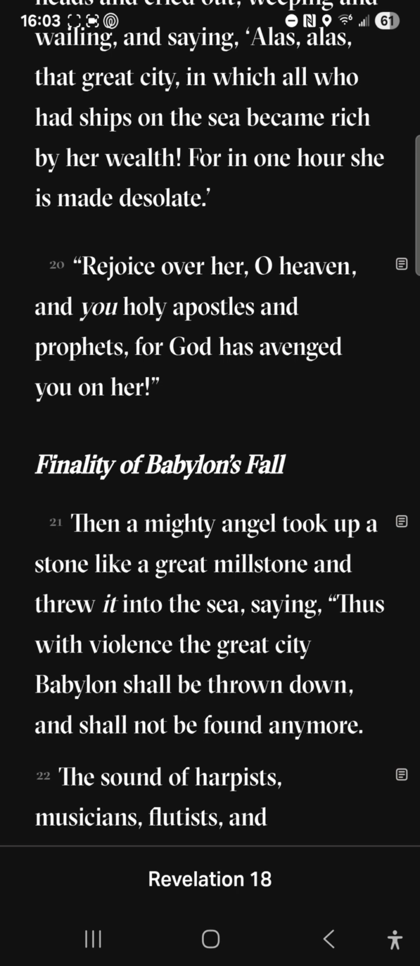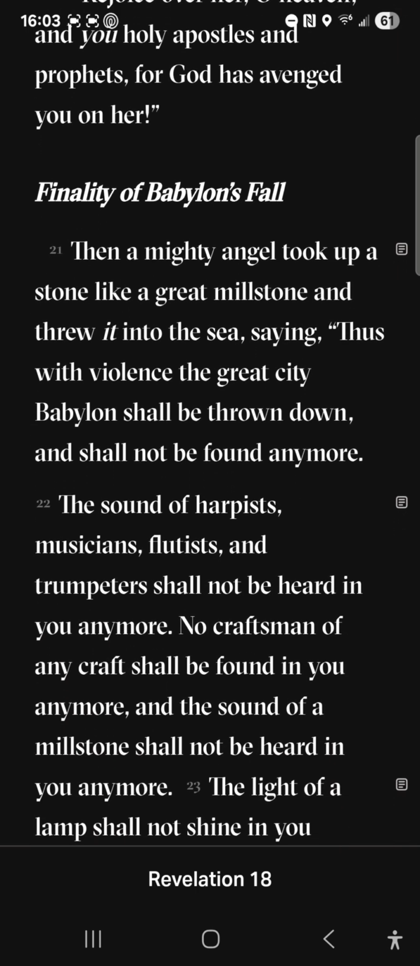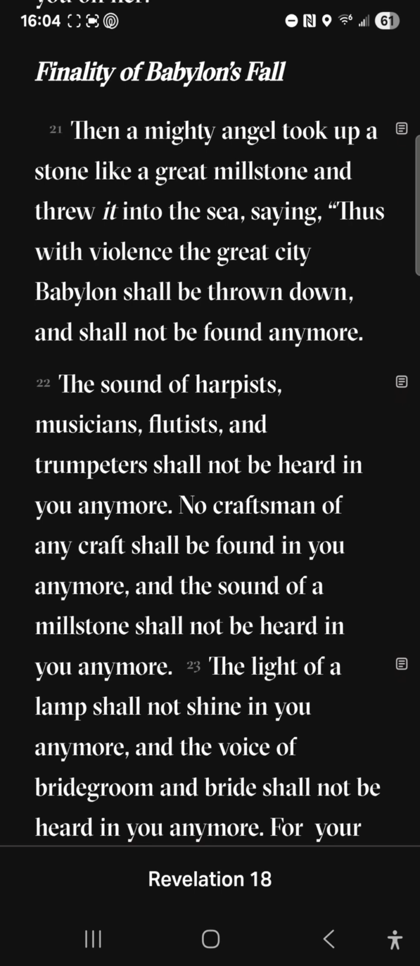Rejoice over her, O heaven, and you Kadash apostles and prophets, for Yahuwah has avenged you on her. Then a mighty angel took up a stone like a great millstone and threw it into the sea, saying, Thus with violence the great city Babylon shall be thrown down and shall not be found any more. The sound of harpists, musicians, flutists, and trumpeters shall not be heard in you any more. No craftsman of any craft shall be found in you any more. And the sound of a millstone shall not be heard in you any more. That was another prophecy that Yeshayahu, Isaiah, said.